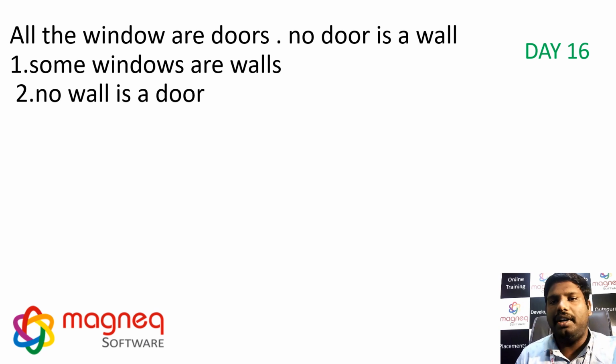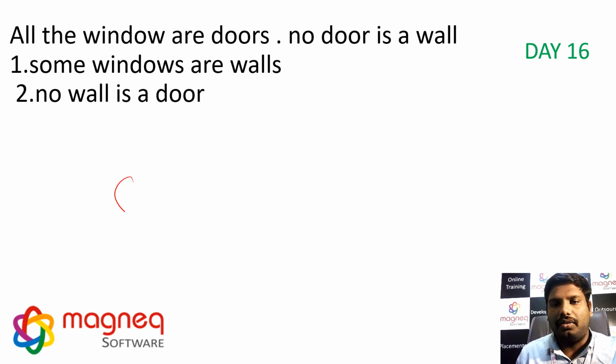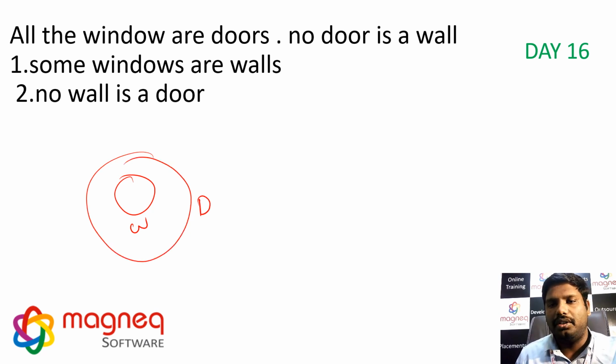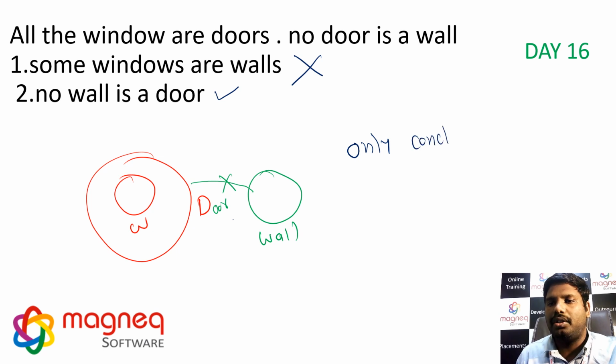Next one. All the windows are doors. No door is a wall. First circle windows, and second one doors. No door is a wall. No relation between doors and wall. So first one, some windows are walls, not possible, so false. No wall is a door, true. So only conclusion 2 follows.